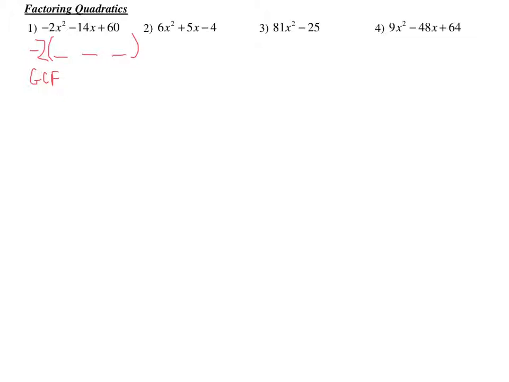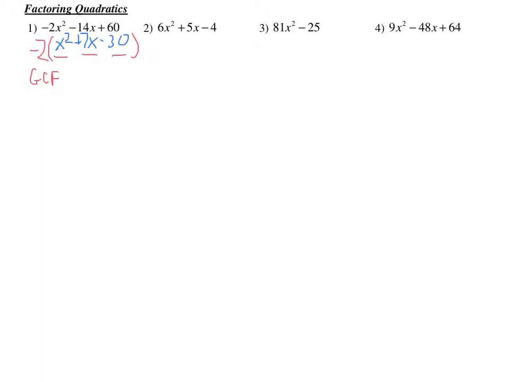What I mean by that is -2 times what gives you -2x squared. Hopefully you notice that would be simply x squared. And then, next one, -2 times what gives you -14x? Hopefully you realize that would be a positive 7x. And then here, -2 times what will give you positive 60? That would be a -30.